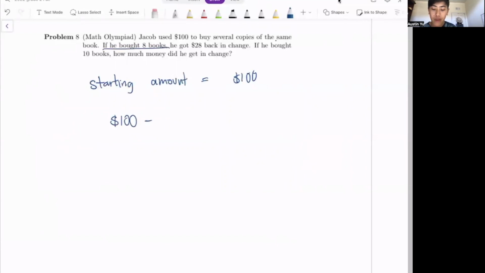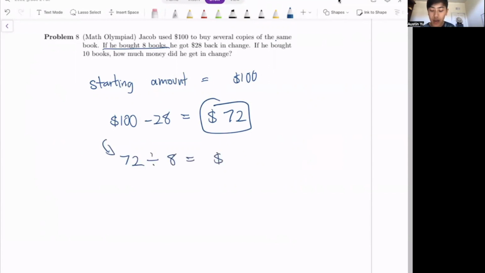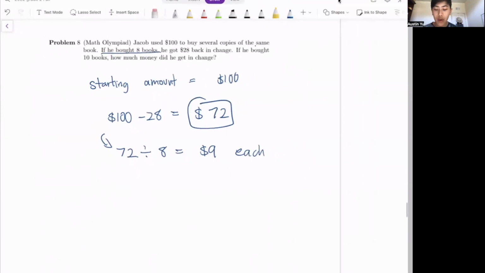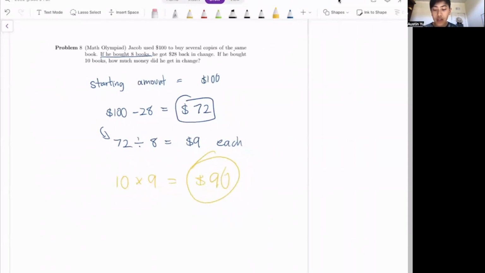Therefore, $100 minus $28 back in change, that leaves us with him spending $72 on 8 books of the same price. 72 divided by 8 books equals $9 each. Following the same costs, if he bought 10 books, with each book costing $9, that equates to him spending $90. And assuming he starts out with $100 again, $100 minus $90, that leaves him with $10 in change.